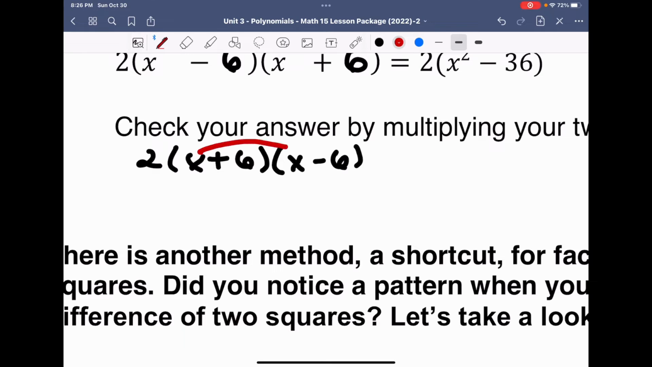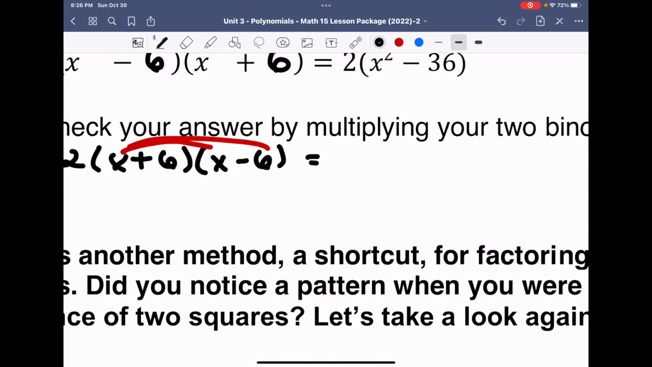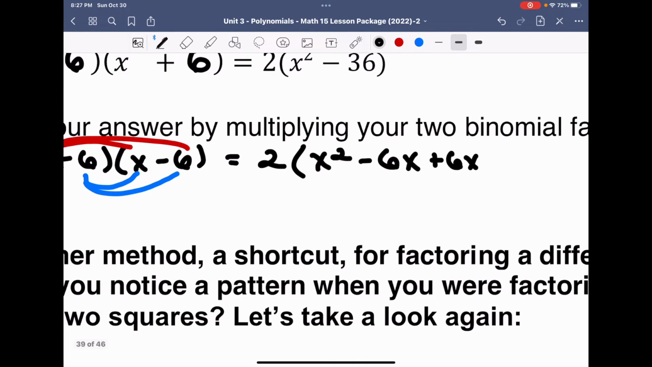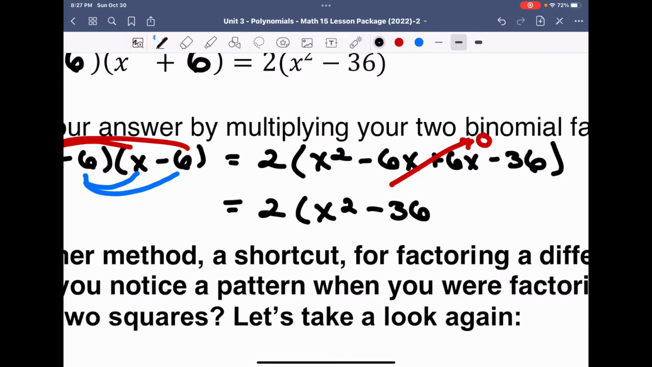If I FOIL this, I take my x and multiply it to the two terms in the next bracket. This is equal to x squared minus 6x. Now I multiply 6 times x, 6 times the negative 6. This is positive 6x. And finally, 6 times a negative 6 is negative 36. Now I combine the like terms. Here I realize I have a plus minus of the same term. Therefore, I can cancel these out, stated as 0, and this is equal to x squared minus 36, back to our binomial of difference of squares.